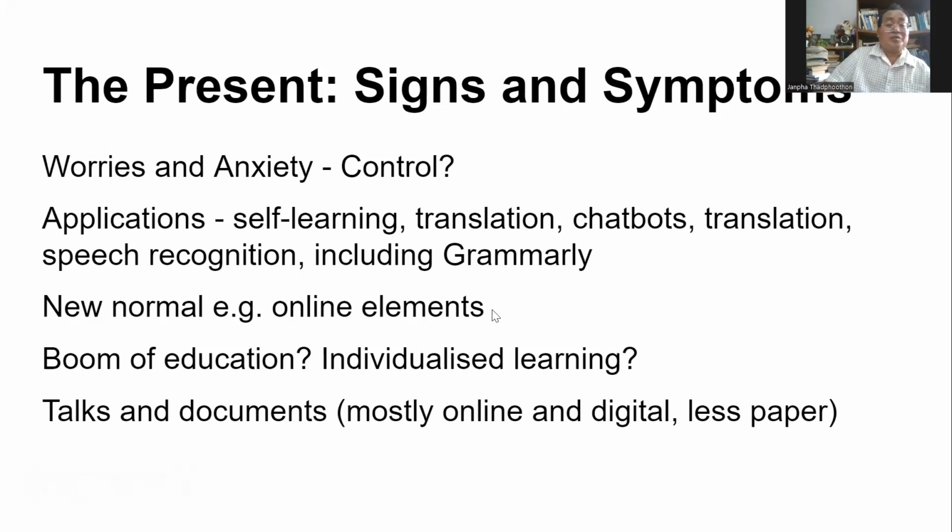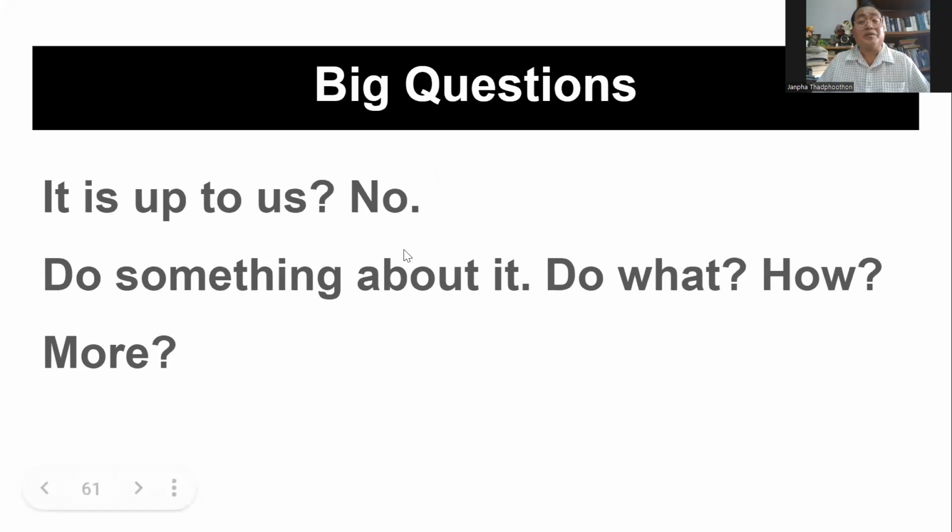More online elements. We have education everywhere, ubiquitous, and we have seen more individualized learning. We have seen more conferences, more talks, and documents coming out mostly online and digital, with less paper. So the big question is, is it up to us? I don't think so, no. Yeah, we need to do something about it, but we have to decide what and how. And there are more questions coming.